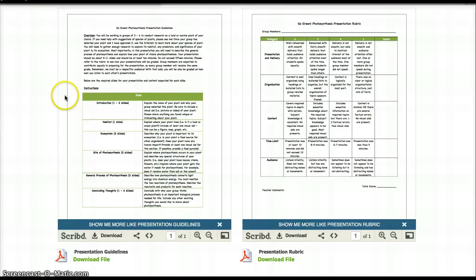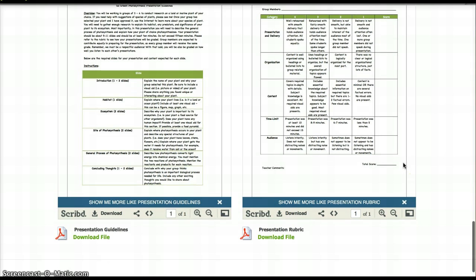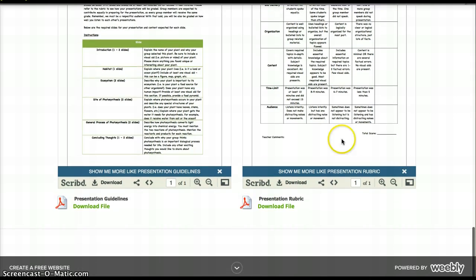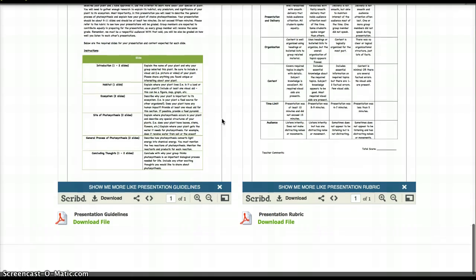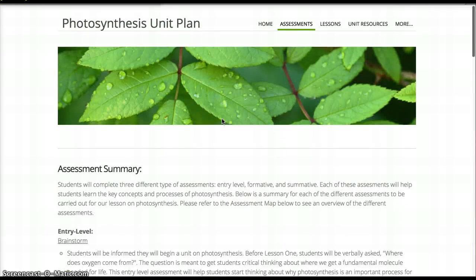With that, I've also included a presentation rubric to guide students into what exactly I'm looking for. I'm looking for how they deliver it, the organization of the presentation, and of course the content. I'm going to make sure that they follow directions with the time limit, and also how well they listen to others present. I've included all that in the rubric, and that's what they're going to be graded on for their presentation. And those are my assessments.